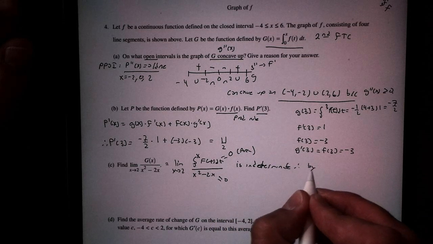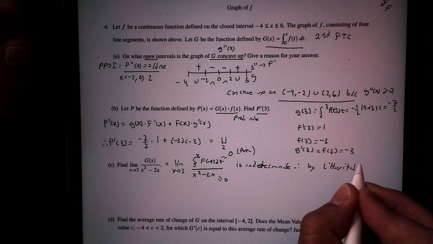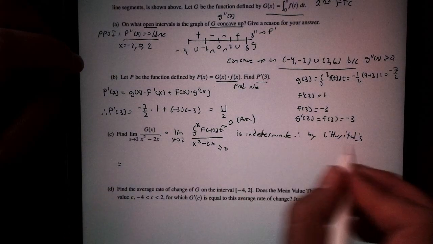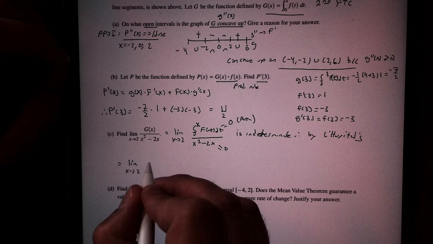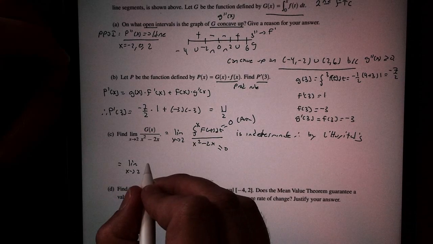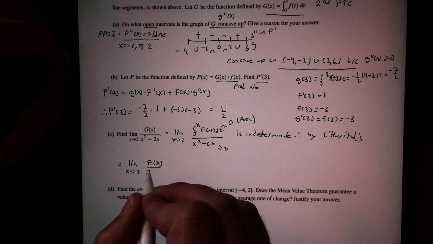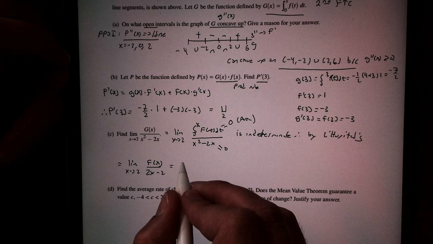Therefore, by L'Hopital's, we take the derivative. Remember, write this part out. Therefore, the limit as x approaches 2, the derivative, remember, is just f of x over 2x minus 2. And I'm going to rewrite this because remember what f of x is equal to.